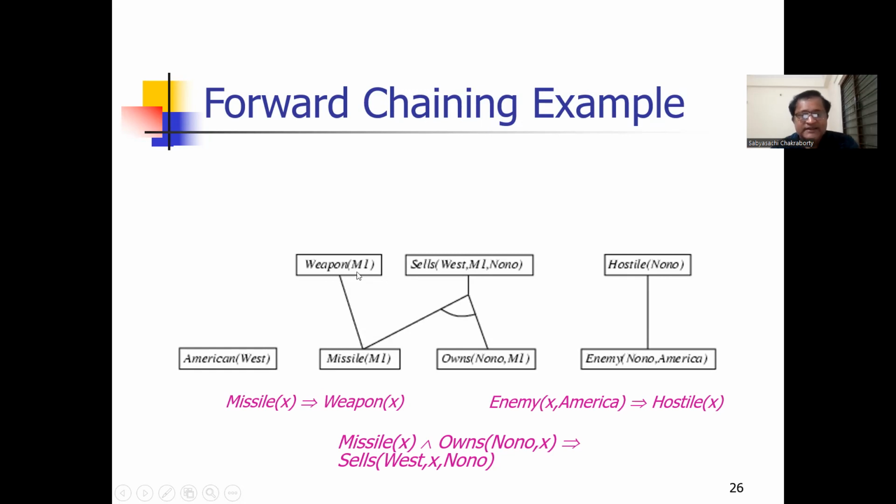M1 is a missile, that implies M1 is a weapon. So in the second step, we have this. And Nono is an enemy of America, that implies Nono is tagged as hostile. So these are the three premises we get in the second step.